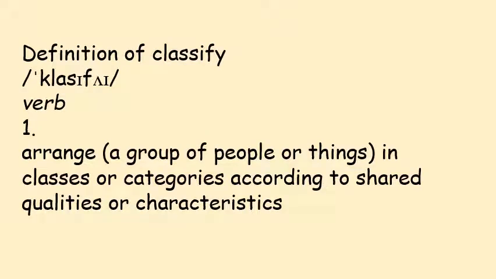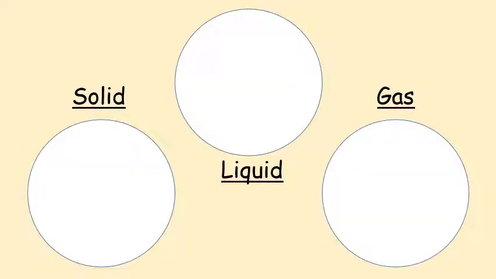So what does classifying mean? We have a definition here that classify is a verb and it means to arrange a group of people or things in classes or categories according to shared qualities or characteristics. So today we are going to be classifying or sorting objects as to whether they are a solid, a liquid or a gas. Let's have a closer look at what those words mean.